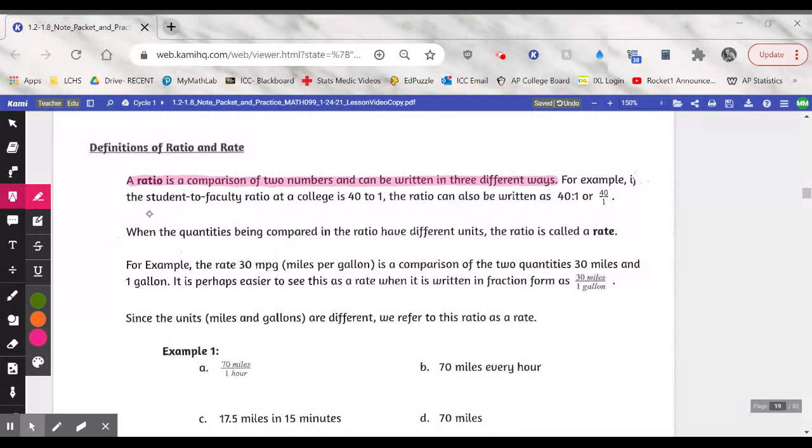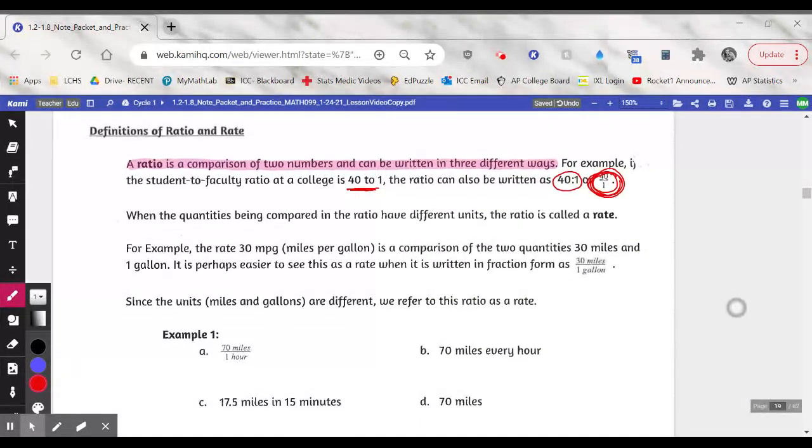For example, if the student to faculty ratio at a college is 40:1, the ratio can be written with a colon, or it can be written as 40/1. Another way that you might also see it is with the words right there. So you can see it with the word to, you can see it with the colon, you can see it as a fraction, and that is really going to be the only ways that you see it. And the one that we're going to see most often is as a fraction.